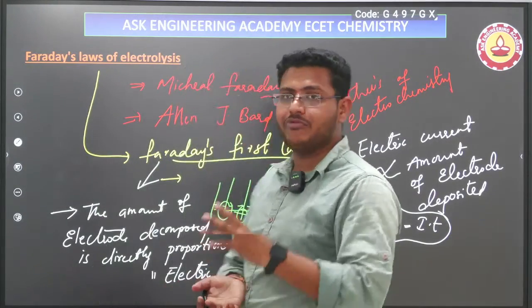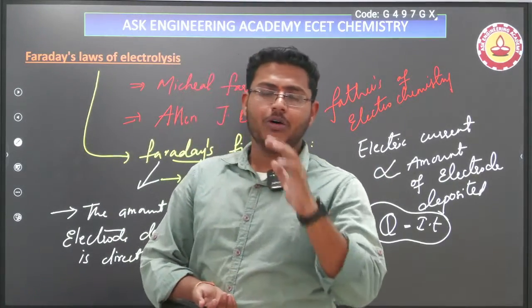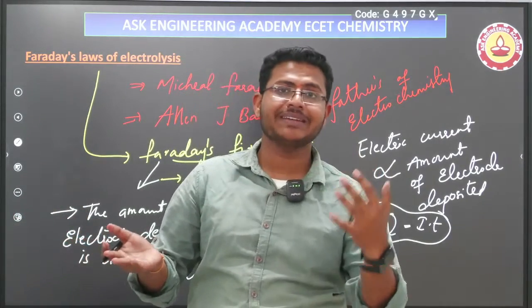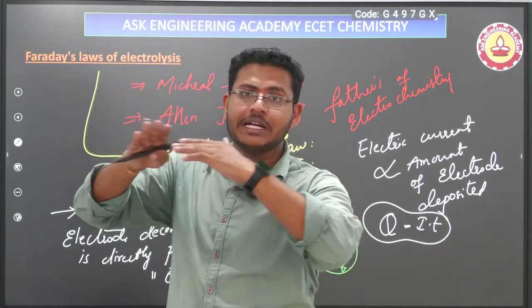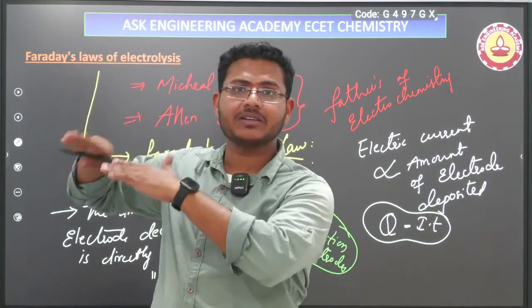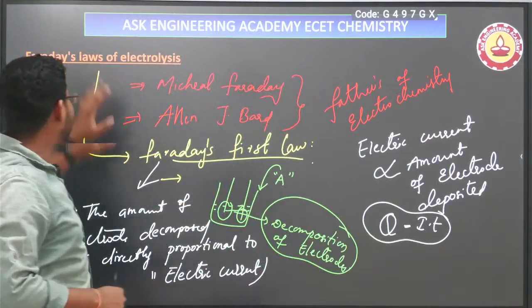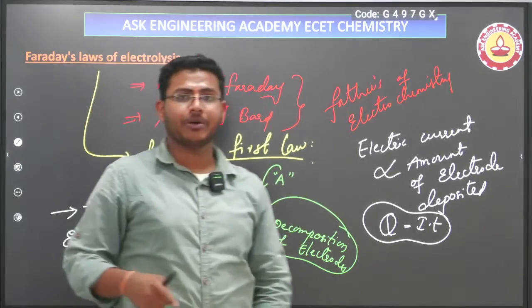For example, if we apply 10 amperes of electricity, there is a chance of 10 grams of electrode decomposition. If we increase the electric current, there is also a chance of increment in the decomposition of the electrode. So this is called Faraday's first law of electrolysis.